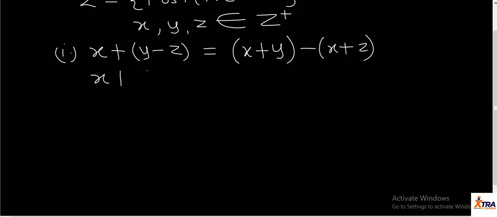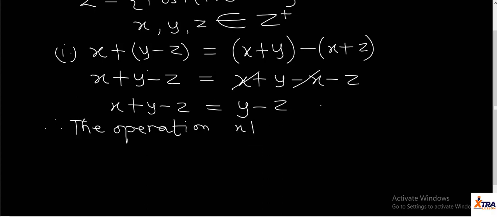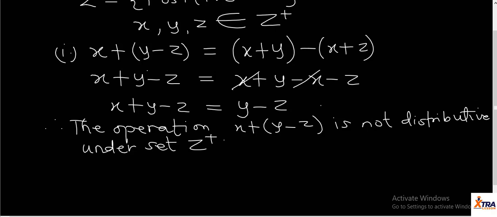So here we have X plus Y minus Z. In the right hand side, opening these brackets, we have X plus Y minus X minus Z, where X minus X will cancel out to give us 0. We'll be left with Y minus Z. Now, having this, we know that our left hand side is not equal to our right hand side. So here I can say that the operation X plus Y minus Z is not distributive under set Z plus. So that's for our figure 1.